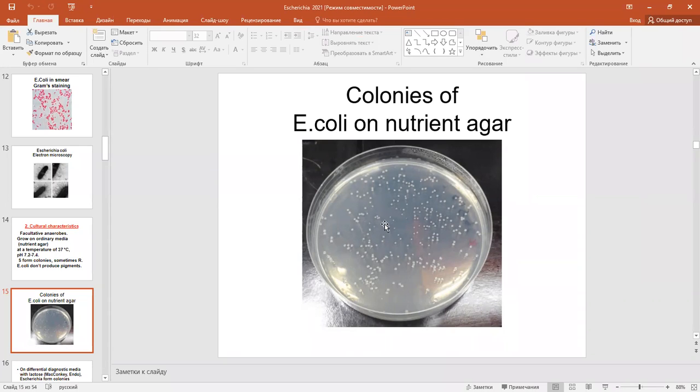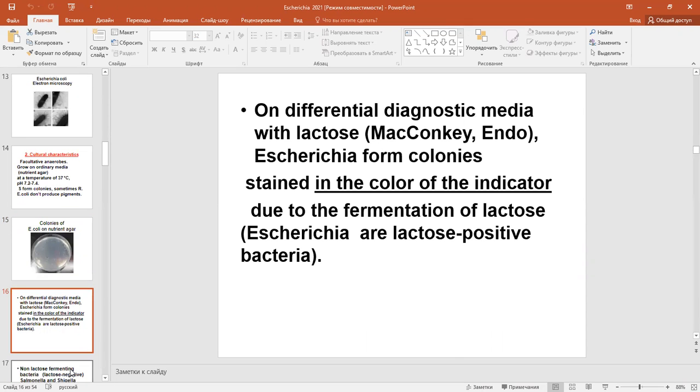Some bacteria are able to ferment lactose, some are not. It is possible to differentiate colonies by biochemical properties due to lactose fermentation. On differential diagnostic media with lactose, like McConkey's medium, or Endo, which is used in Russia, Escherichia form colonies stained in the color of the indicator due to fermentation of lactose. Memorize, Escherichia are lactose positive bacteria.